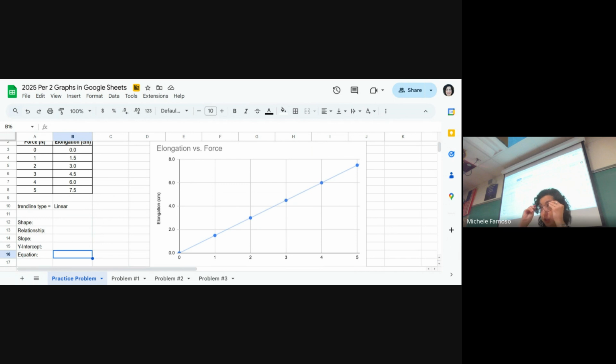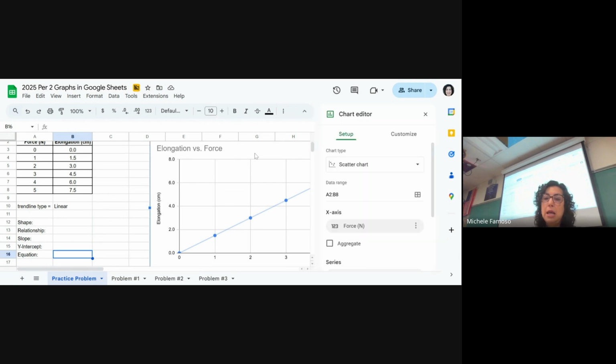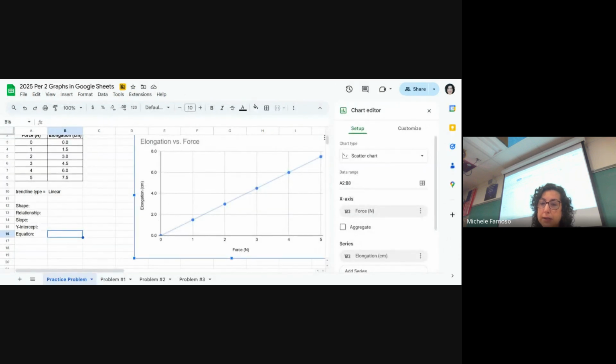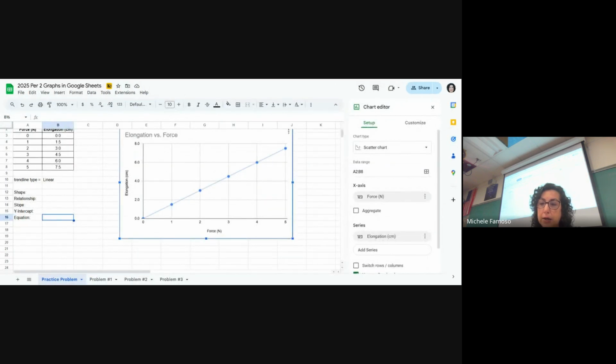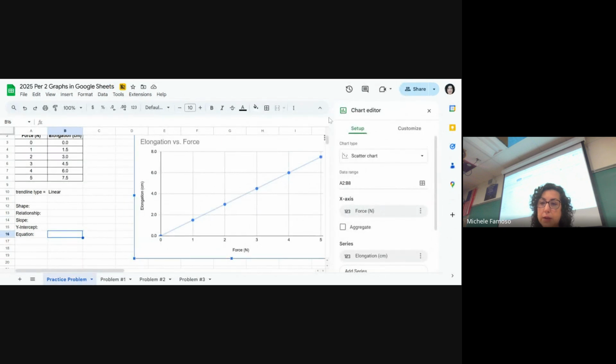Here's what I'd like you all to do. Please double click on the graph. And when you double click on the graph, you get the chart editor window on the right. Yes? Okay. I am going to make my screen a little smaller so that I can see more of what I'm looking at here. That's a little too small. There we go. That's better.